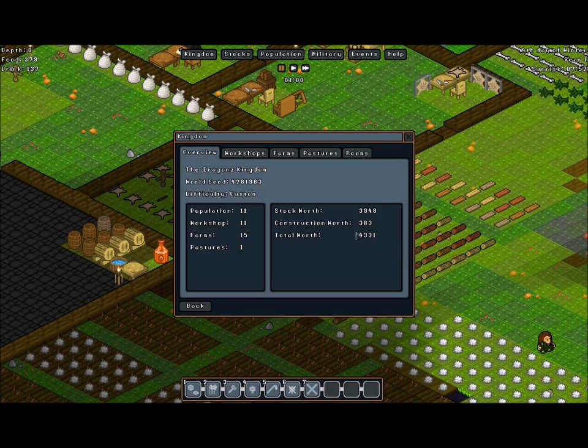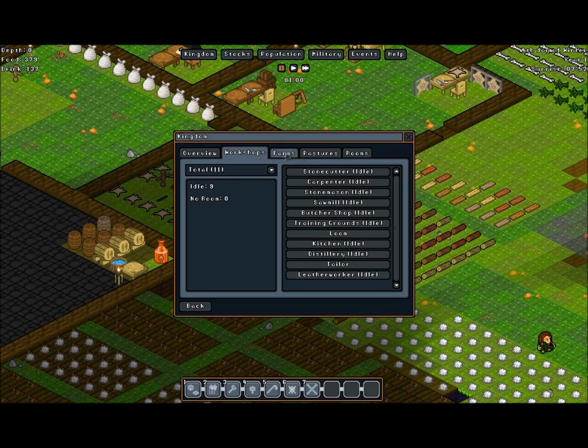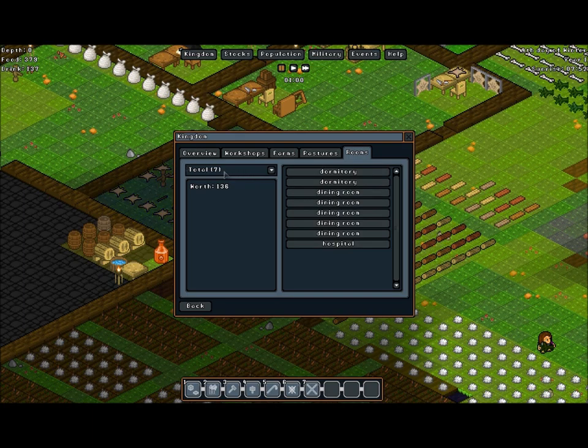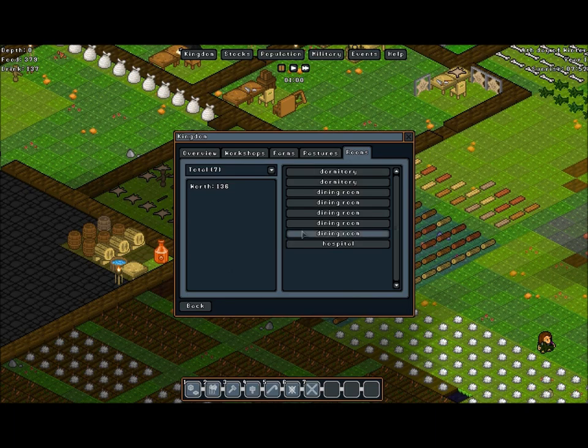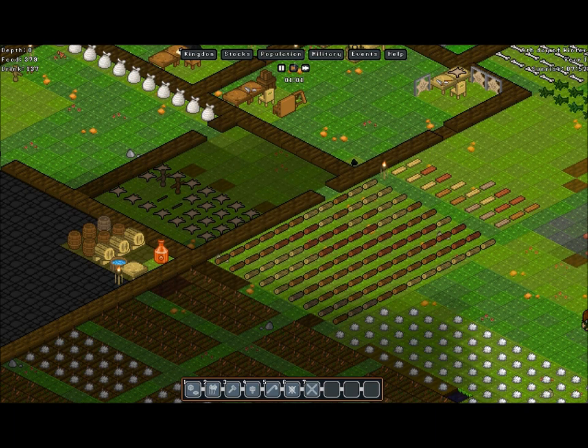Ooh, my kingdom's worth went down. That's not good. Got 15 farms right now. Yeah, that makes sense. Pastures, one big ass pasture, that's what it should be called. Workshops, no rooms, 9 idled. The loom's working. Farm, 27 tilted, pasture, rooms, dormitory, dining room, okay. I didn't want to put all these together, but it's just one of those things.